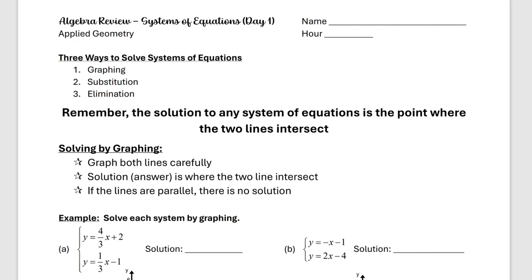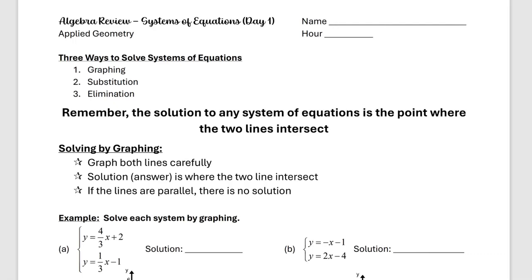We're going to spend our algebra review doing systems of equations. So this will be our first day. There are 3 ways that we can solve systems of equations, and they are graphing, substitution, and elimination. Remember that the solution to any system of equations is the point where the 2 lines intersect.